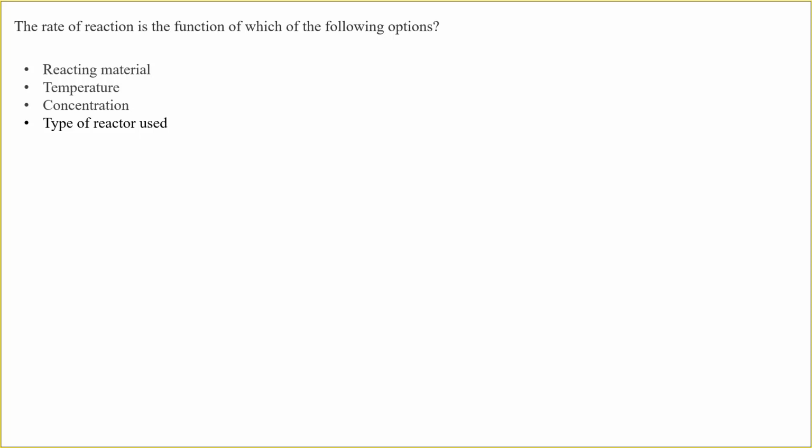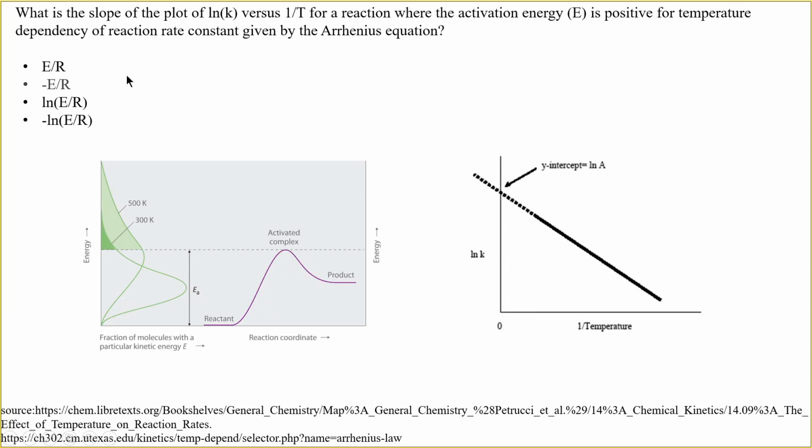And in the continuous reactors, what happens is the constant stream of reactants is being fed inside the reactor to form the product on the other side. And most of the industries use the continuous type reactors, where we are obtaining the products in a continuous manner. So the rate of reaction is dependent on the reactant material, temperature, and concentration. The first thing. Next one.